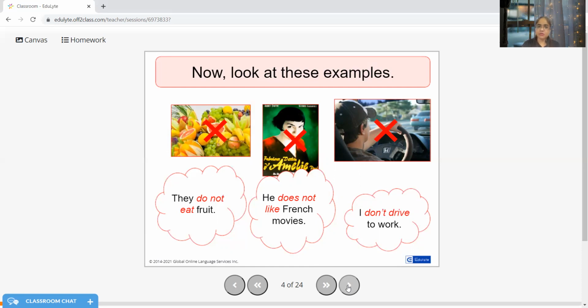So be very careful, because some people make mistakes in this kind of sentence too. They use it like this: He does not likes. She does not eats.